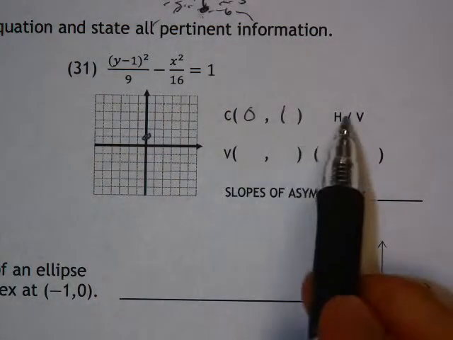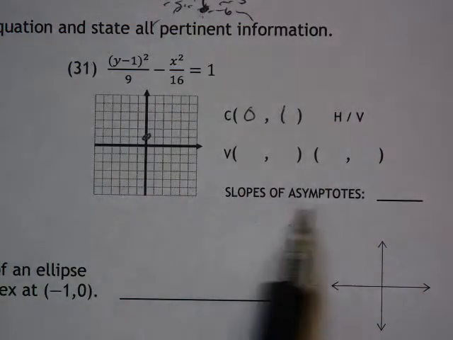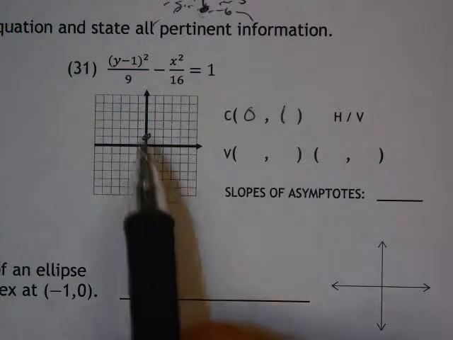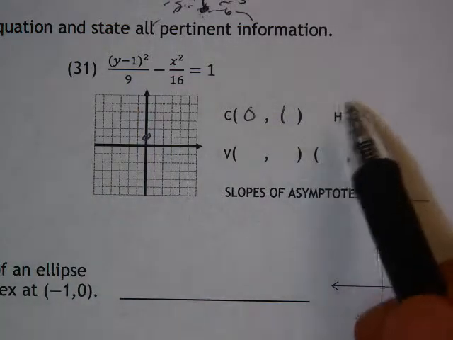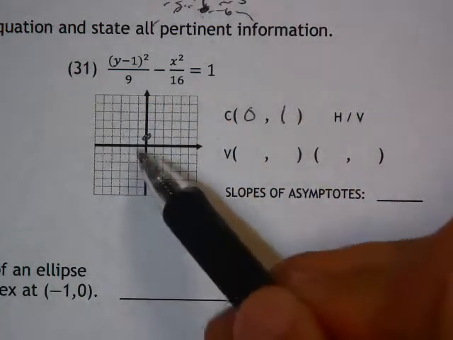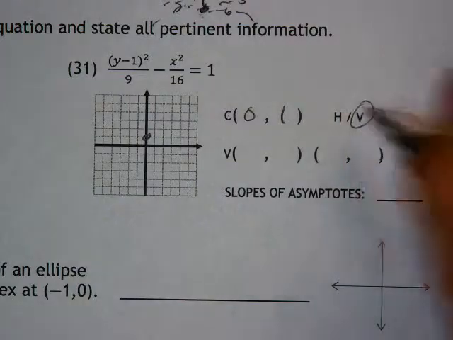The vertices we'll have to determine. We'll have to start graphing before we get the vertices, and although we can probably do the asymptotes, that's a bit easy. Now, since the y is first in the equation, that tells me that the parabolas, when we eventually graph those two parabolas to make the hyperbola, are going to go up and down, which is vertical.